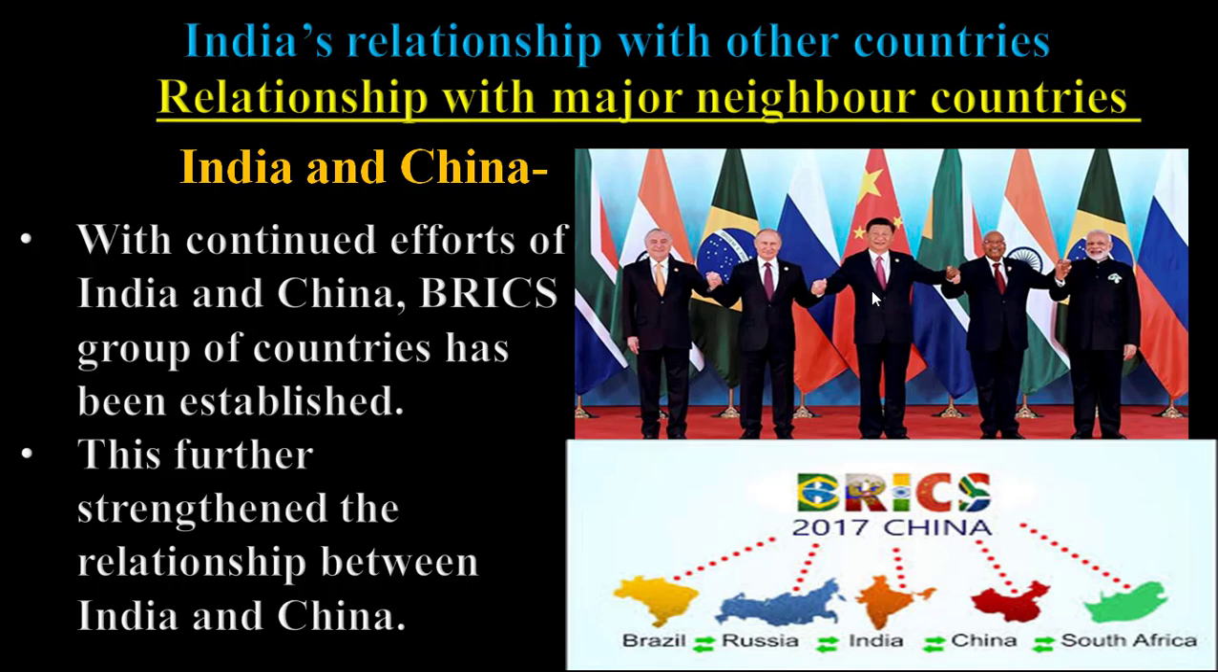But now the concept of BRICS 2017, that is B for Brazil, R for Russia, I for India, C for China, S for South Africa. So this is the concept of BRICS. It came into existence.